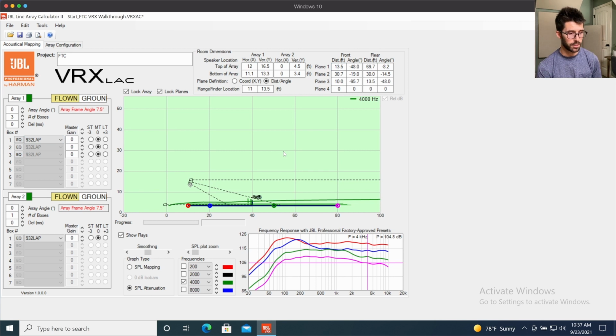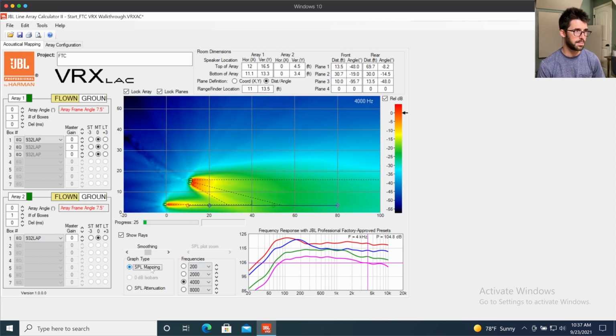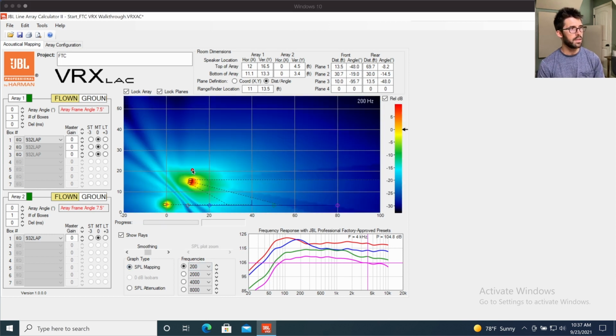My definition of success is a less than 6 dB variance from 1K to 10K front to back in the top end. And why I'm not too worried about the low end is that's usually up to the array geometry, or how long the array is. So if I look at 200 Hertz right here and go to SPL mapping, we can see that on the main array, it's just kind of blobbing out.